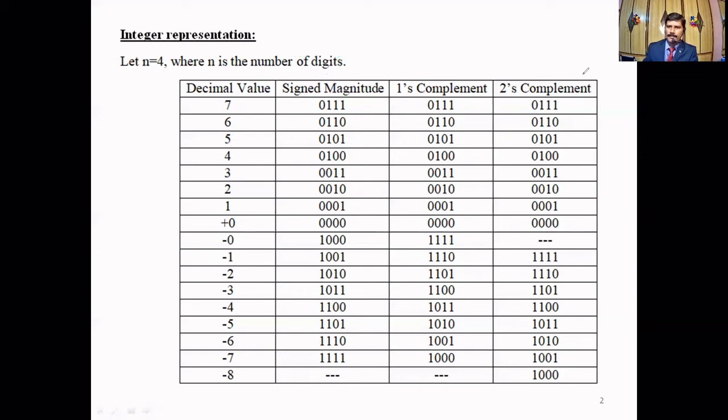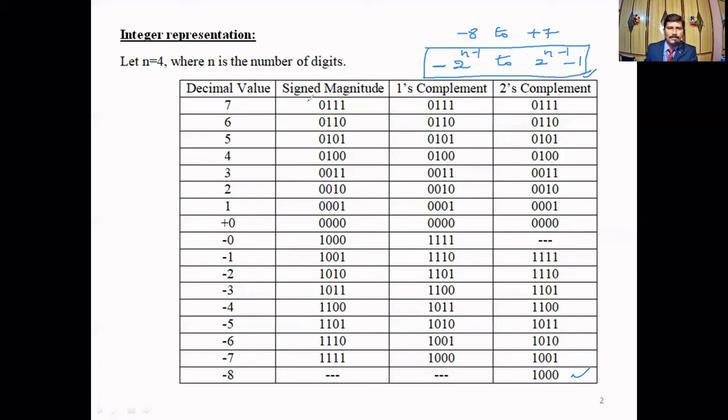But here 2's complement, if you see, what is the range here observed? Minus 8 to plus 7. That means minus 2 power n minus 1, here minus 1 is not there, because minus 8 will come, to 2 power n minus 1 minus 1. So this is the range.